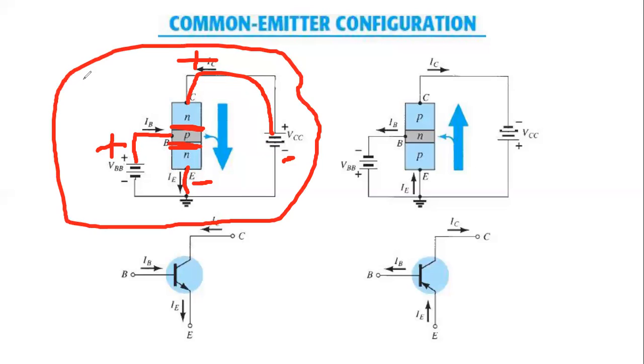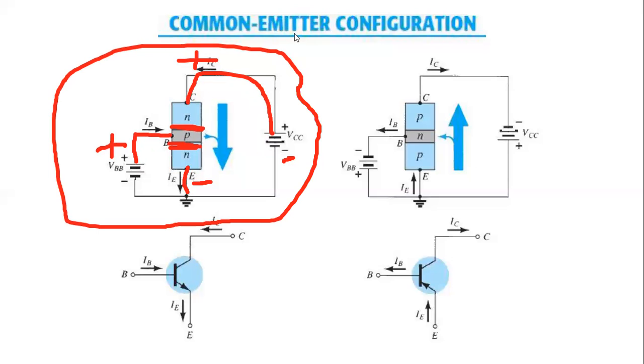We say that the first diode will be forward biased, and the second diode or the second junction, I'm talking about both junction and diode. Don't get confused. A junction is a diode. A PN junction is equal to a diode. That's why sometimes a diode is known as a PN junction. So don't get confused.